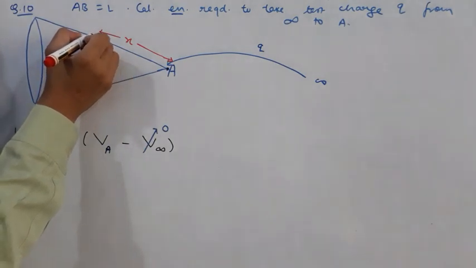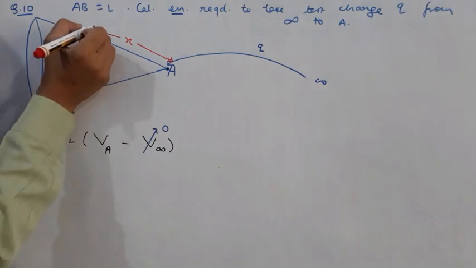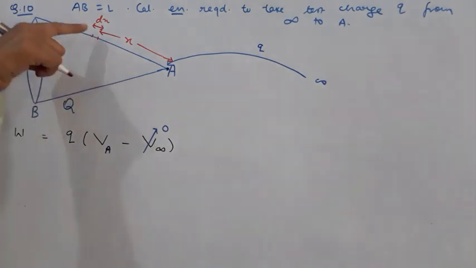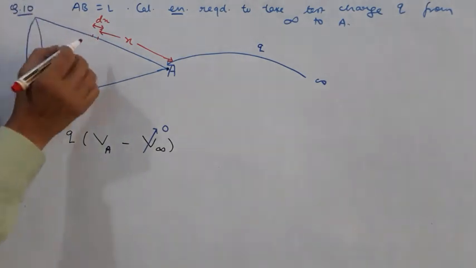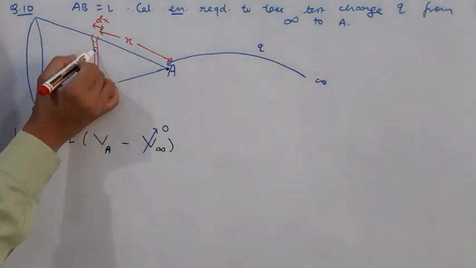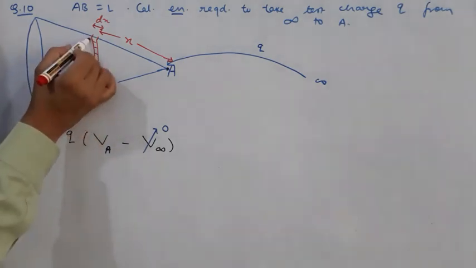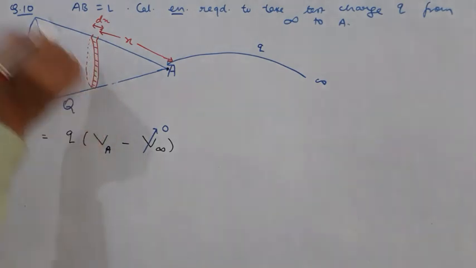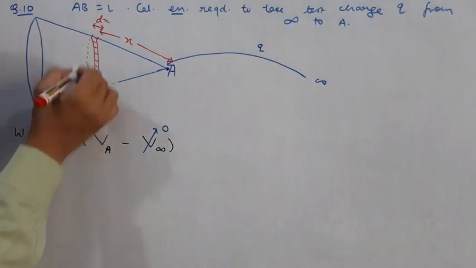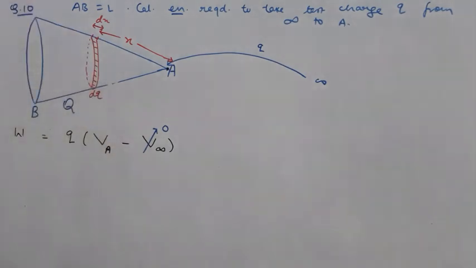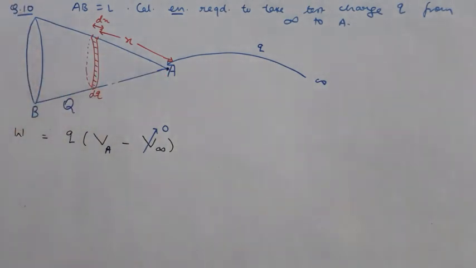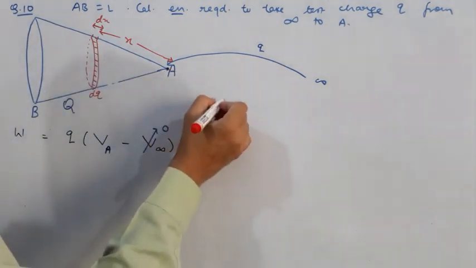We choose a ring of thickness dx. So this thickness is dx. Then on this lateral surface, you will get a ring like so. The thickness of this ring is dx. It is a circular ring, so this is our circular element. It has some charge, we'll call it dq. First we'll find its potential at A, and then we will find the total potential by integrating. Its potential at A, we'll write as dV.